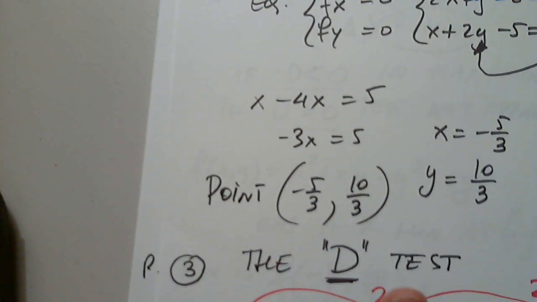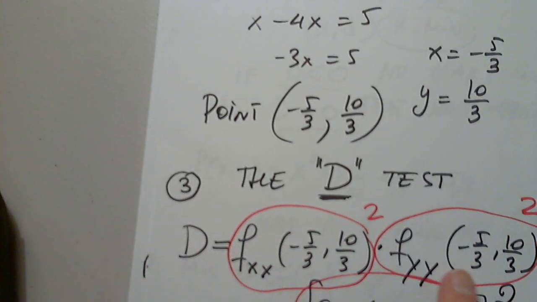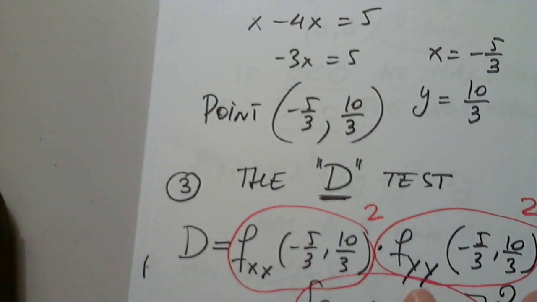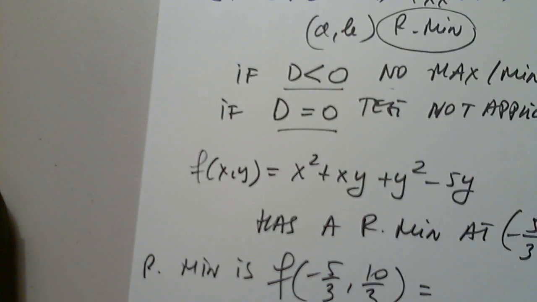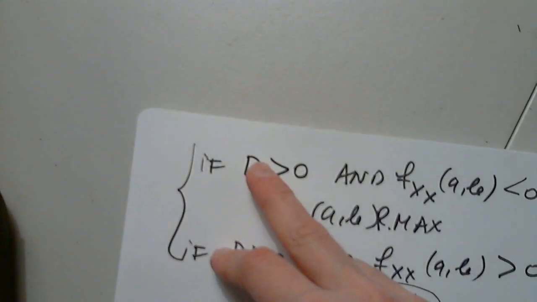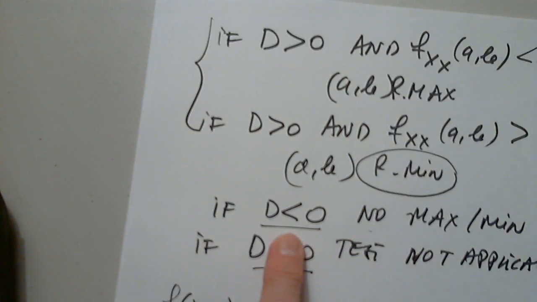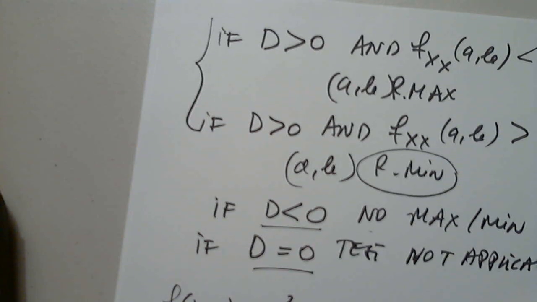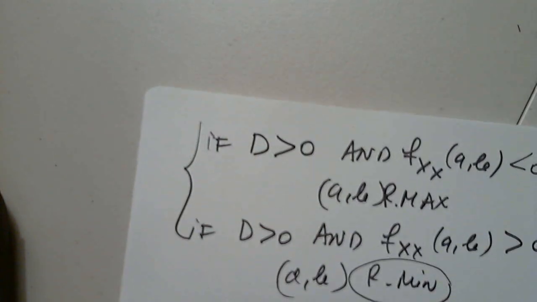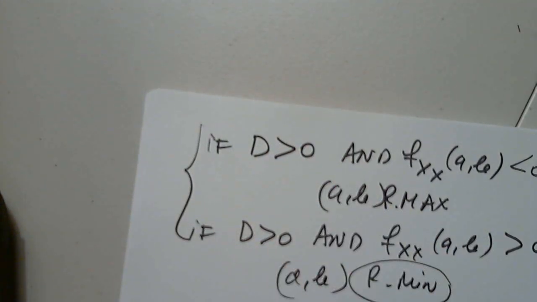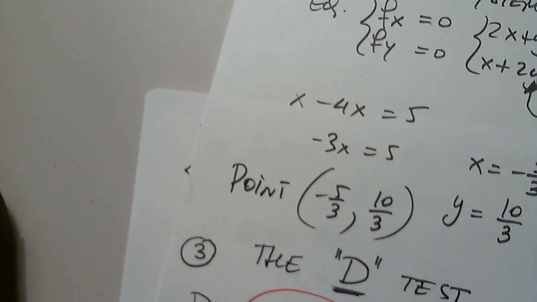In this case, we only found 1 point, and we determined the d-test is fxx at this times fyy at this minus fxy squared at that point. We calculated this. We had 4 minus 1, which was 3. Because it was positive, it has a max or a min. When d is negative, no max min. When d is 0, the test is not applicable. So we found that d was positive. Furthermore, we found that fxx was a positive number.